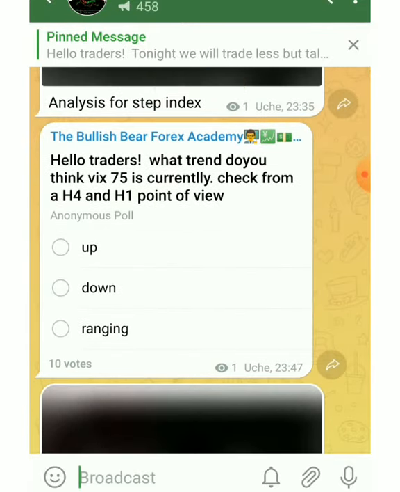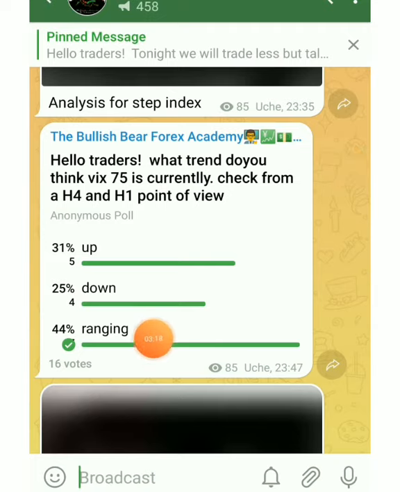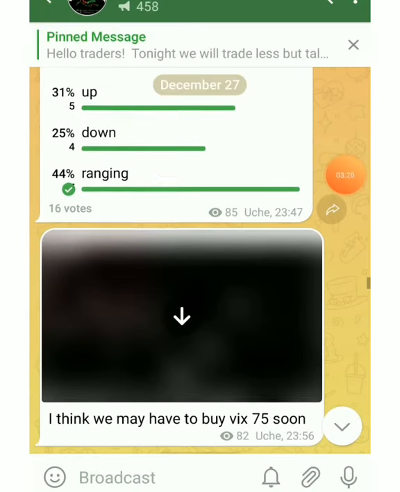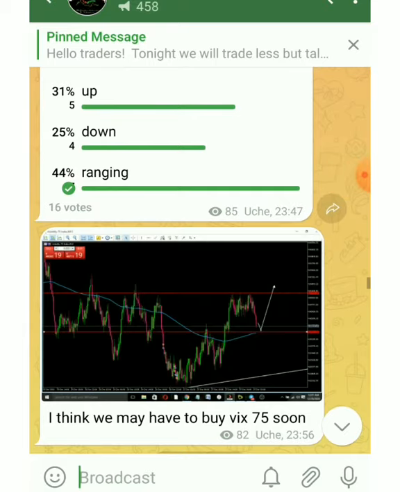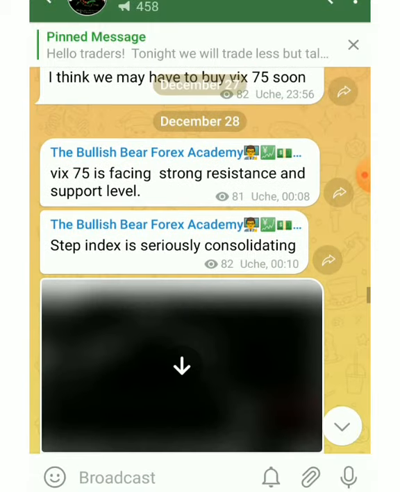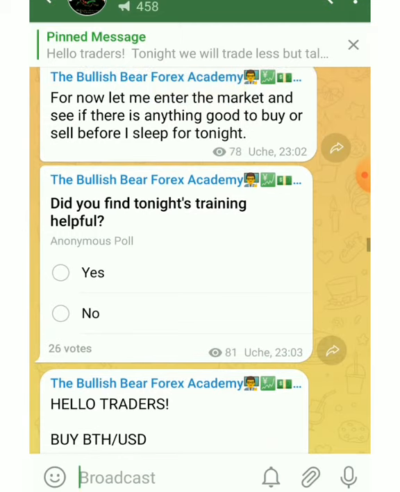All right, hello traders, what trend do you think VIX 75 is currently? Check from the 4-hour time frame and 1-hour time frame point of view. This is me testing my students. Okay, I didn't even open it to know what's up. Ranging is the highest, but at that time I believe the market was on a downtrend. Okay, so I do train a lot of people here, and I want you not to miss the next training that will be coming up.